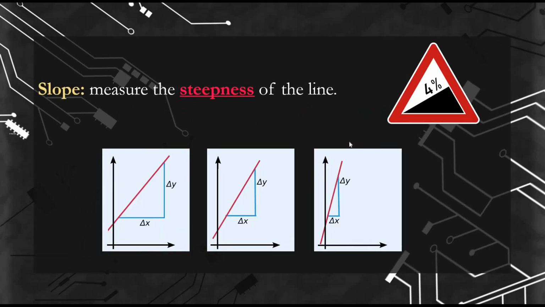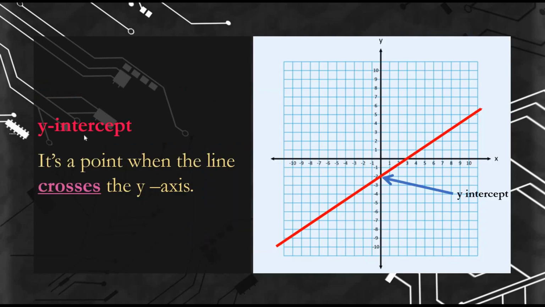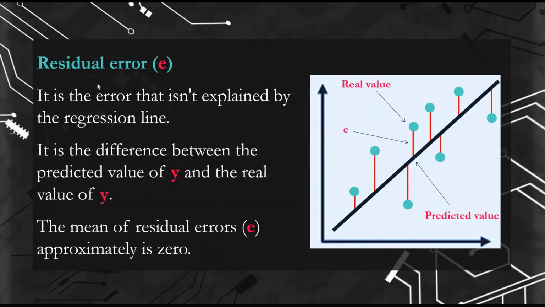Slope measures the steepness of the line. Y-intercept is the point where the line crosses the y-axis. Residual error is the error that isn't explained by the regression line. It's the difference between the predicted value, which is on the line, and the real value of y.